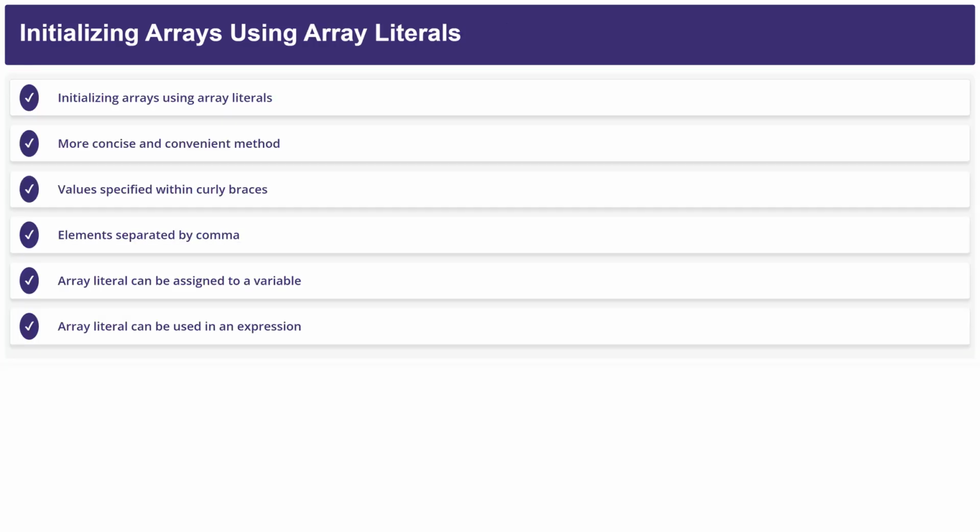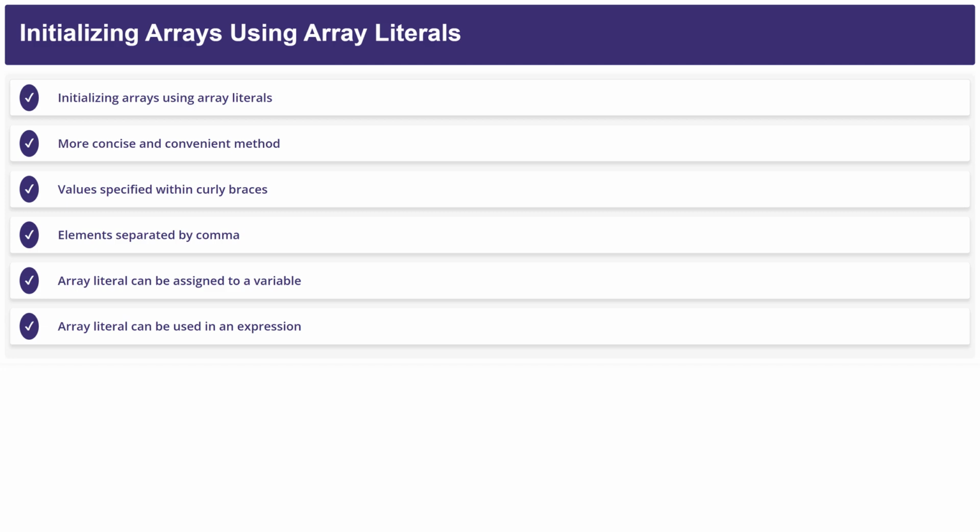Moving on to the second method of initializing arrays. In this section, we will discuss initializing arrays in Java using array literals. This approach allows you to directly assign values to an array without using the new keyword. It is a more concise and convenient way of initializing arrays.